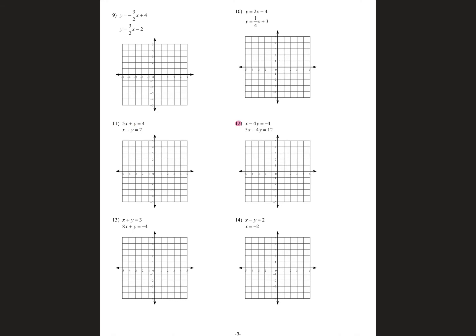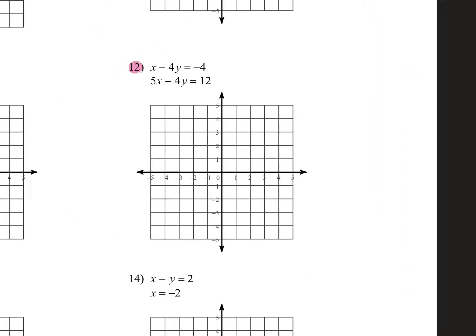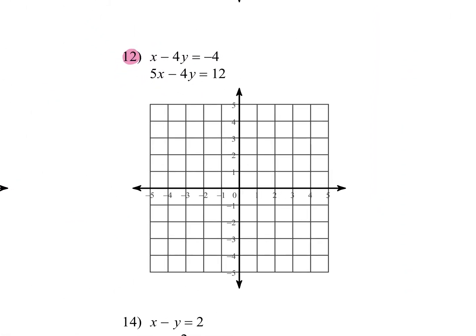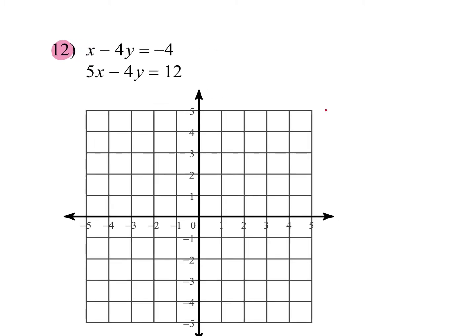Next, we are going to look at number 12. For number 12, we have x minus 4y is equal to negative 4 and 5x minus 4y is equal to 12. First thing we're going to do is take this x minus 4y is equal to negative 4, and solve it for y.